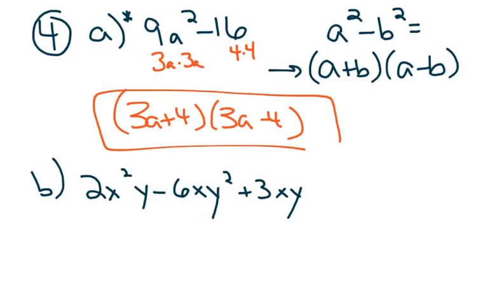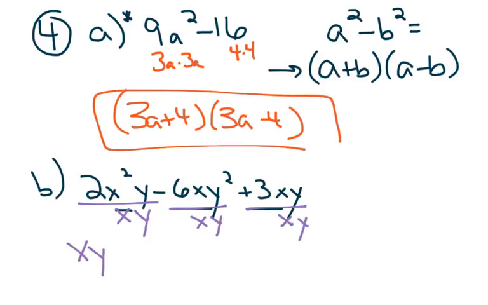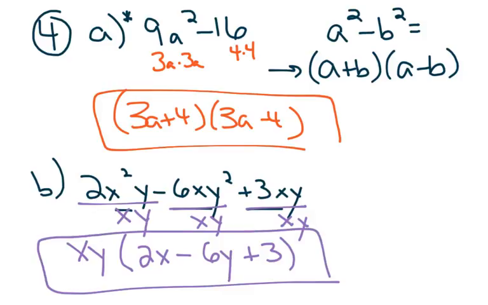But in B, you'll notice that all three of these terms share an x in common, 1x, and they all share 1y. Now, greatest common factor means you're going to divide everything by that term. Well, when you divide it and you use your property of exponents, the first term is left with 2x. The second term is left with minus 6y, and the third term is just left with 3. And that's all you can do to that problem.